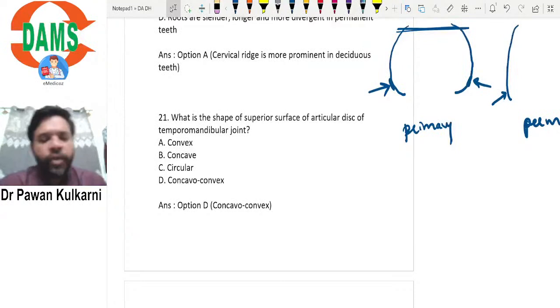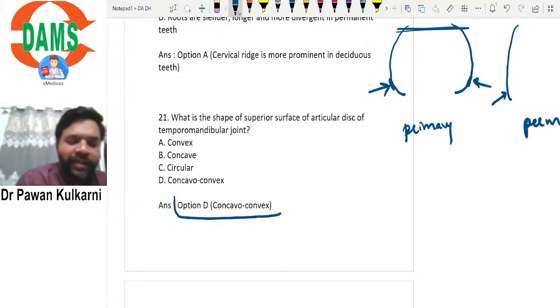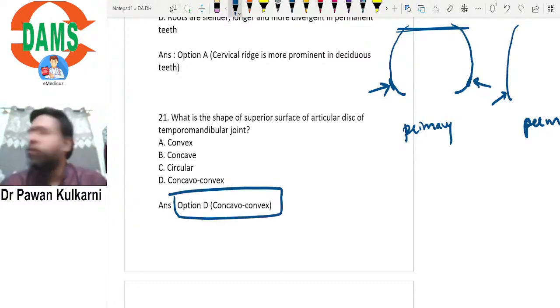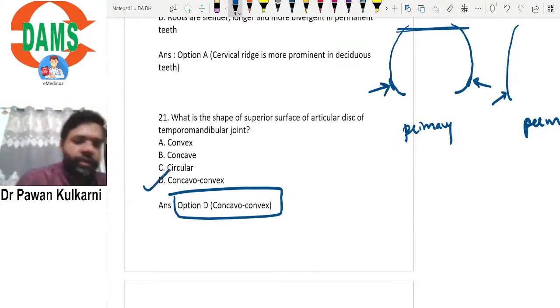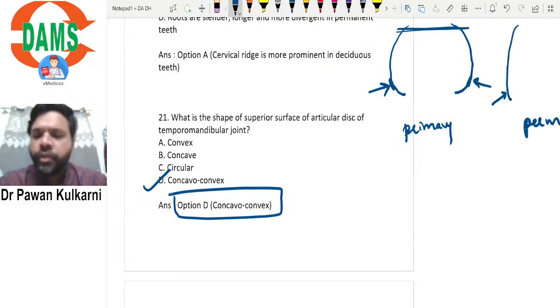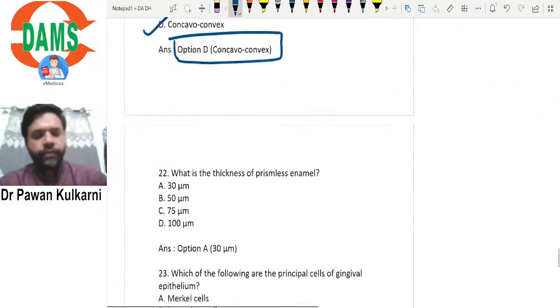What is the shape of the superior surface of the articular disc of the temporomandibular joint? We know that the superior surface of the articular disc of the temporomandibular joint has a concavo-convex shape. This is again a simple memory based question. There is nothing much to discuss here.